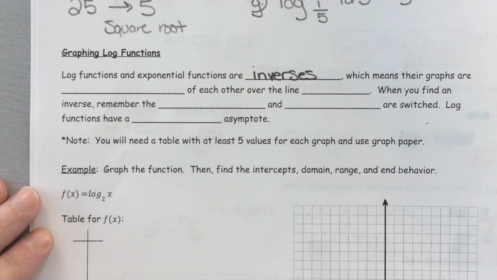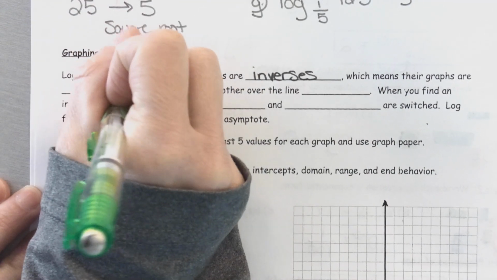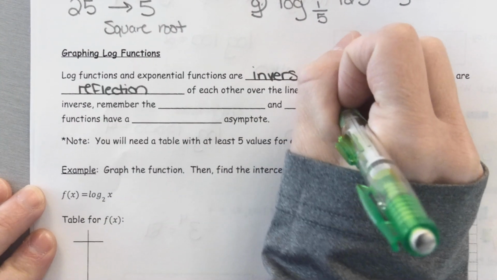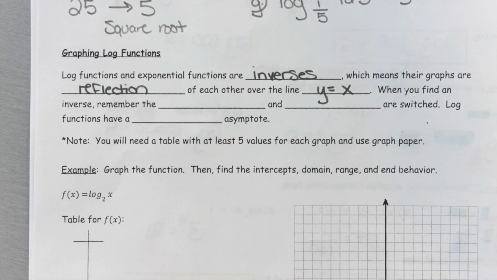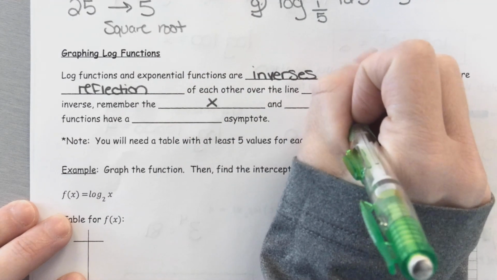Which means the graphs are a reflection of each other over the line y equals x. So when you find an inverse, remember that x and y are switched. Again, all things that I just said.